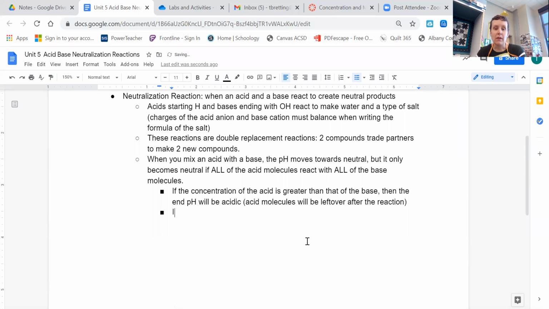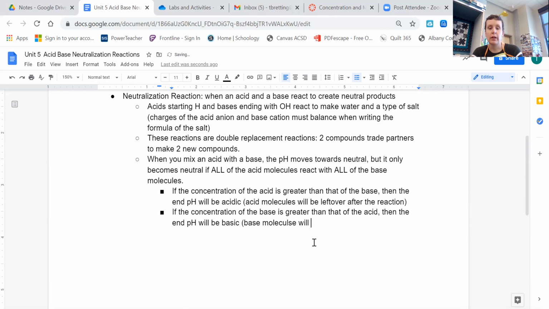We'll just write the same thing, but with base being more concentrated. If the concentration of the base is greater than that of the acid, then the end pH will be basic. Okay, base molecules will be left over after the reaction. There's a lot of pressure to type when you're in front of a camera. Okay, base molecules.